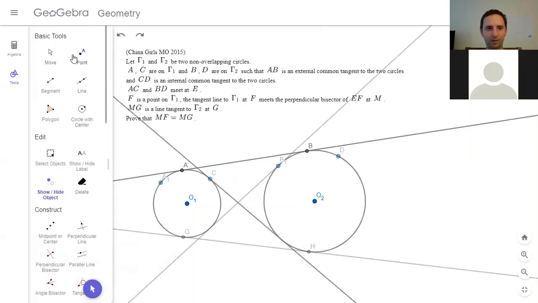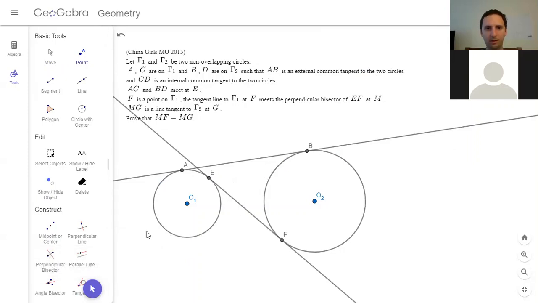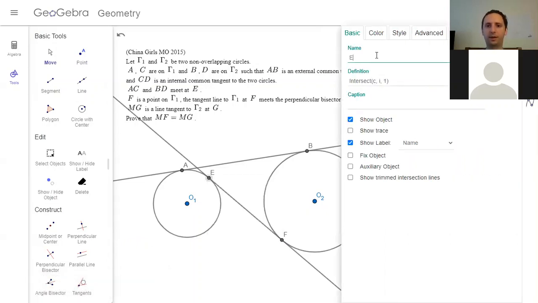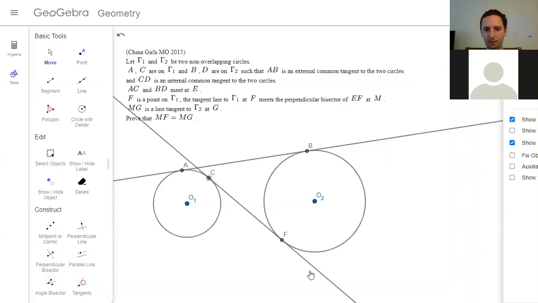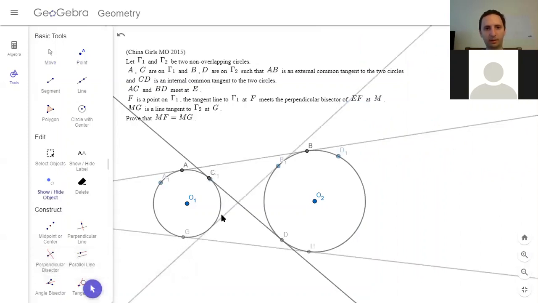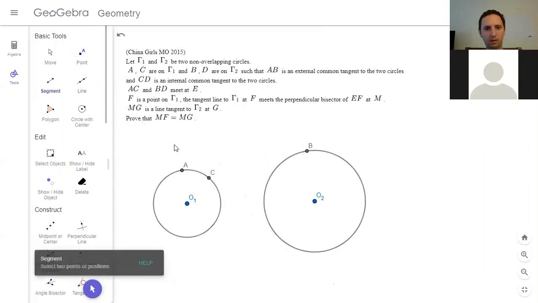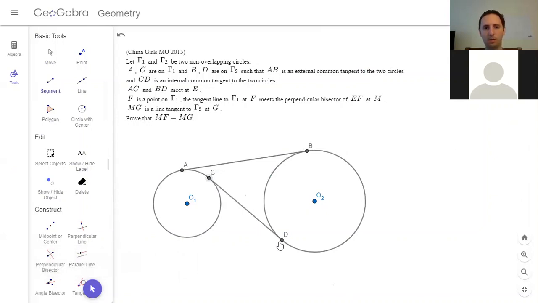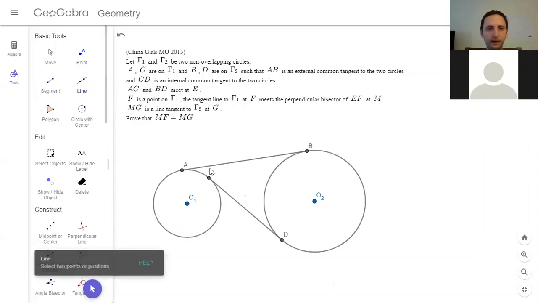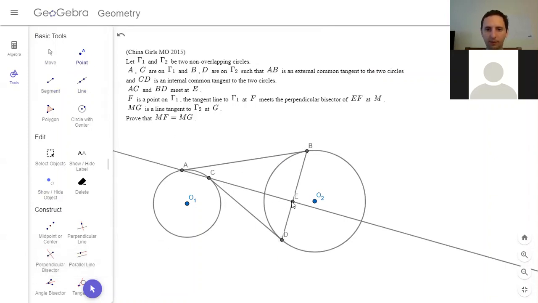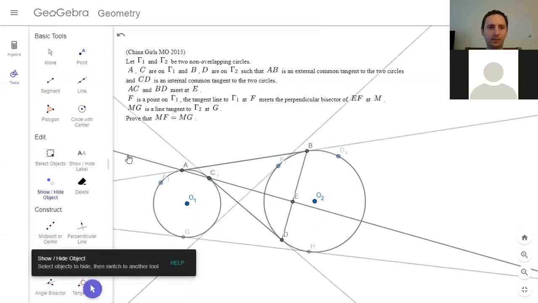CD is internal. I guess it doesn't say what point is C. Oh, this is C because A and C. Let me hide the excess. Okay. A, C, and BD meet at E. That was nice, I didn't have to rename it.